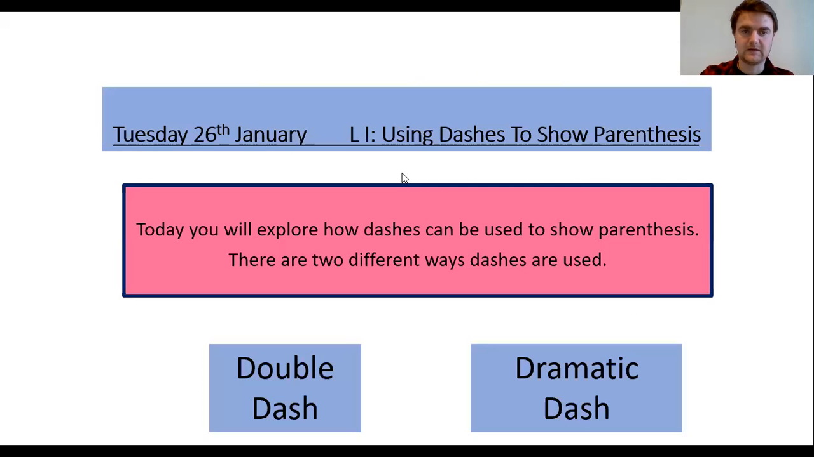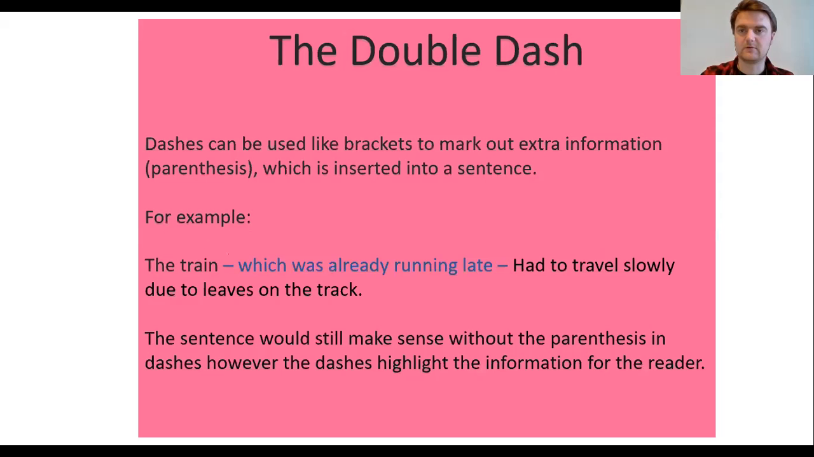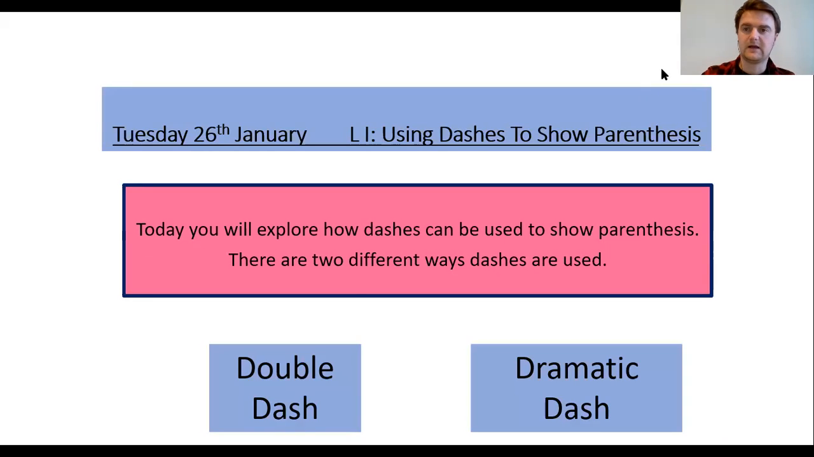Okay then. So as I said at the start, we are looking at using dashes to show parentheses. And there's two different types of dashes that we might be looking at. We're looking at a double dash, which is when the parenthesis is in the middle of a sentence, or a dramatic dash, which is where a parenthesis comes at the end of a sentence.